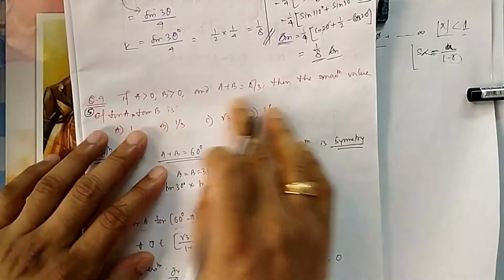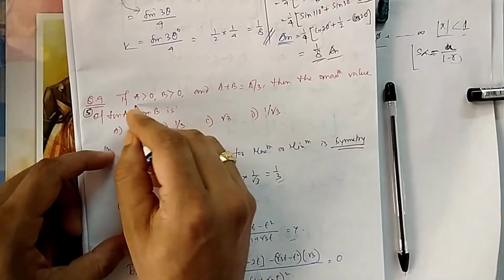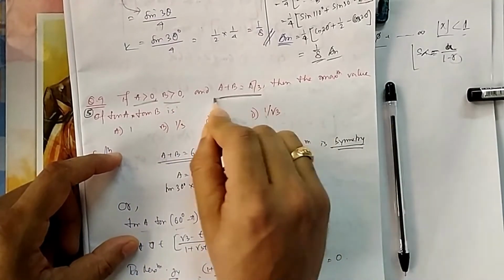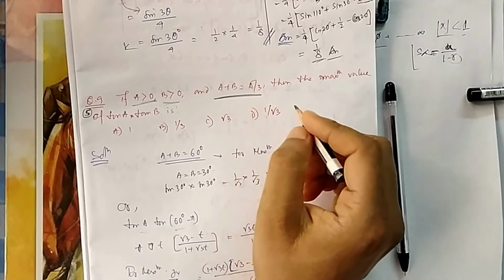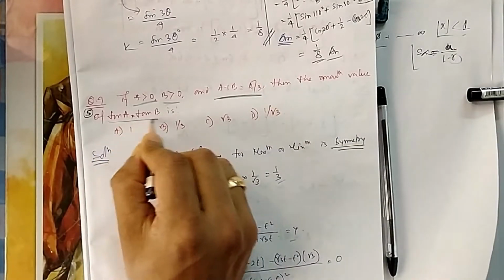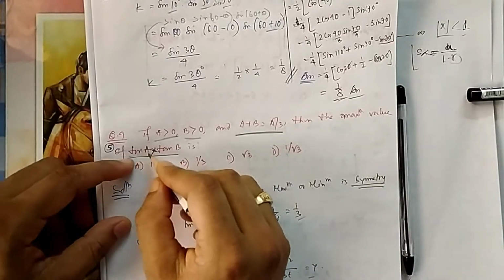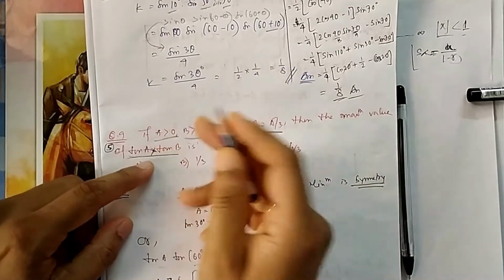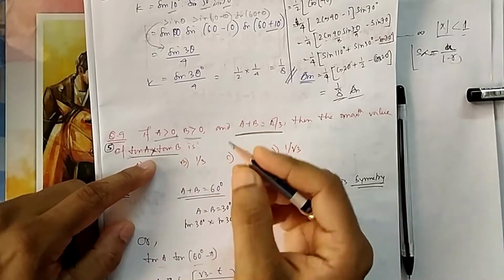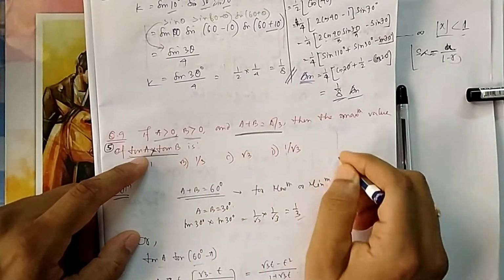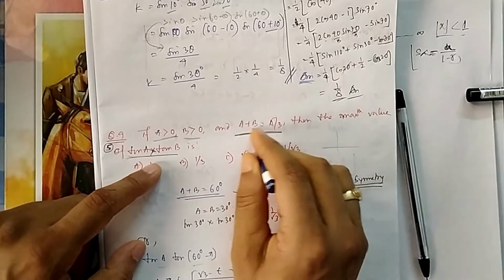Okay. In question number 5, what is given is A is greater than 0, B is greater than 0, and A plus B is equal to pi by 3. Then we need the maximum value of tan A into tan B. So tan is always an increasing function. As you increase A, it will increase, and as you increase B, it will increase, because the tan function you have already seen.